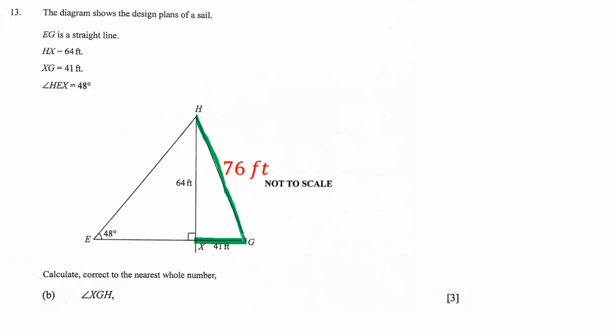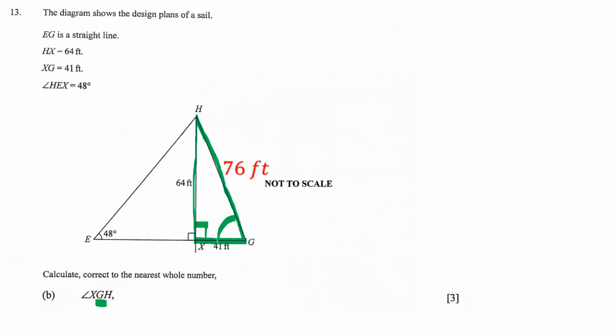The good part about this particular triangle is that we have all the sides. We have the lengths of all of the sides. We know that this is 64 feet, this is 76 feet, which we just calculated, and this is 41 feet. And we also know that it is a right triangle, so our trig ratios will be appropriate here. So G is the one in the middle, so that's this angle right there.